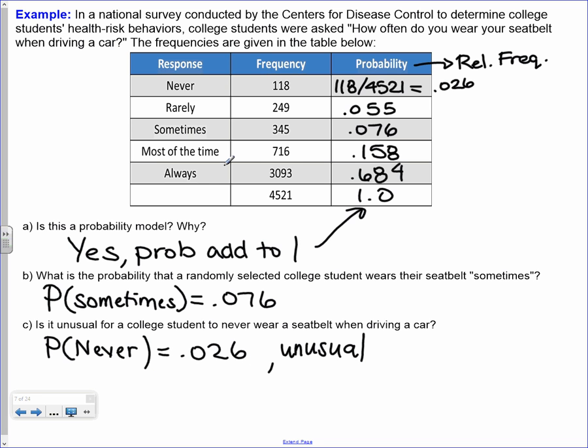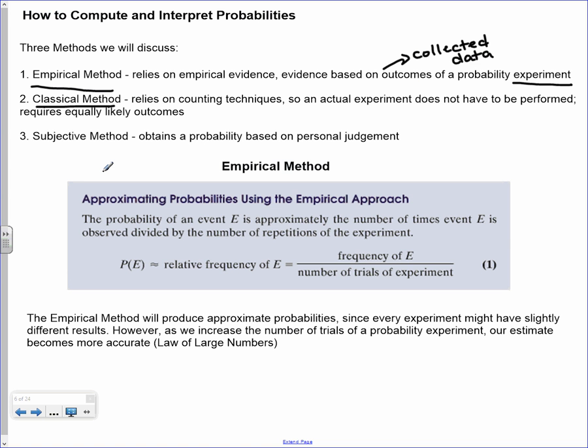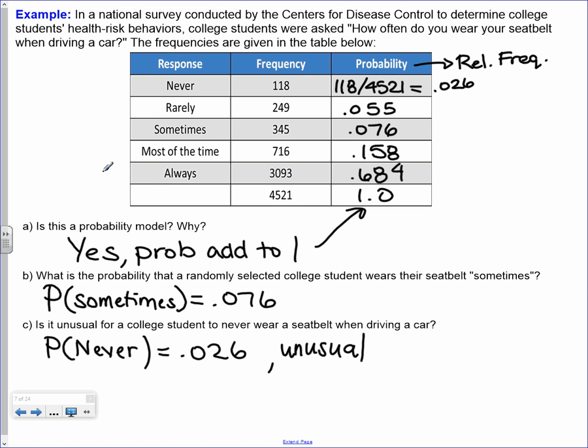Okay, so on this example, again, we're looking at a frequency chart there. And so we're looking at a national survey conducted by the Center for Disease Control to determine college students' health risk behaviors. They were asked, how often do you wear your seatbelt when driving a car? Now, this is not one we could necessarily do the classical method on, right? Because we don't just off the top of our head know what percentage of people will sometimes wear a seatbelt, right?